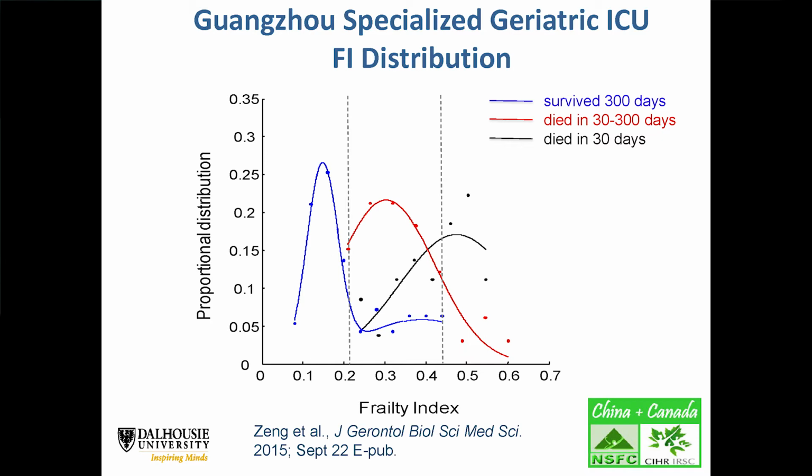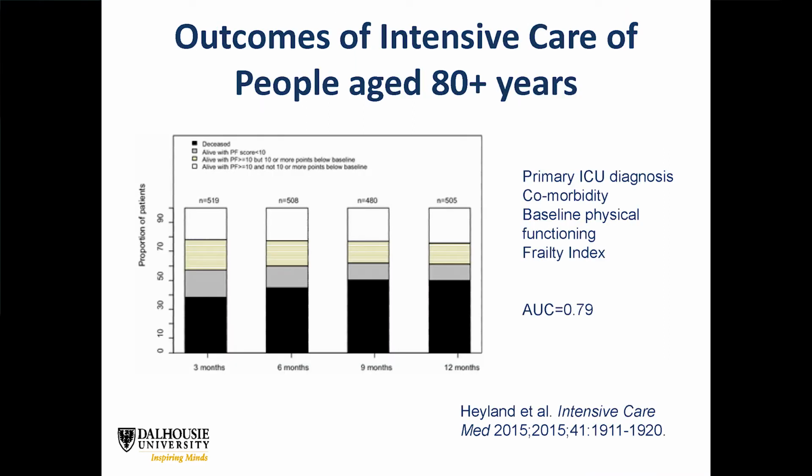But data from the Realistic 80s study that John and I were involved in that looked at the outcomes of people aged 80 years and older showed that the chance of being alive and having returned to function is about 1 in 5 if you're over the age of 80 when you come to the intensive care unit. And other things that were important out of that was the diagnosis that got them in, right? So it was bad to have a really bad illness, but after that it's what their functioning was like and what their frailty index was.